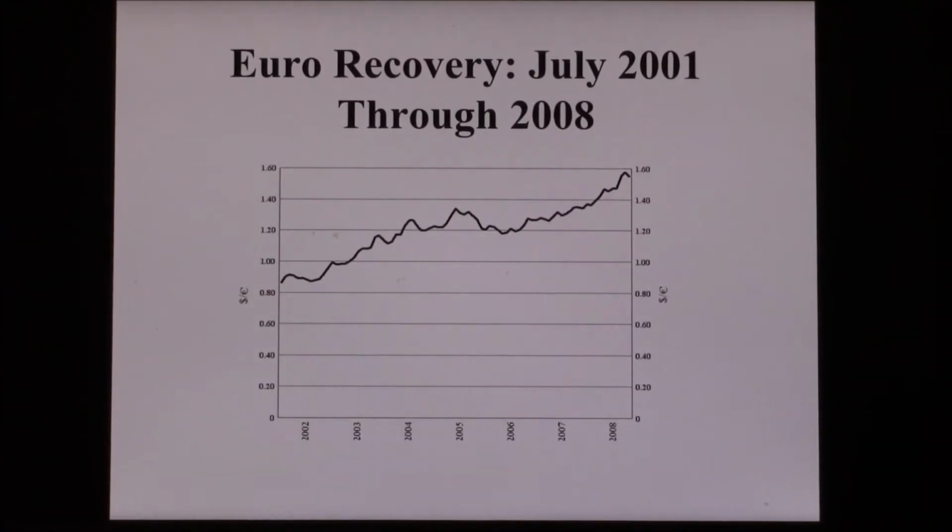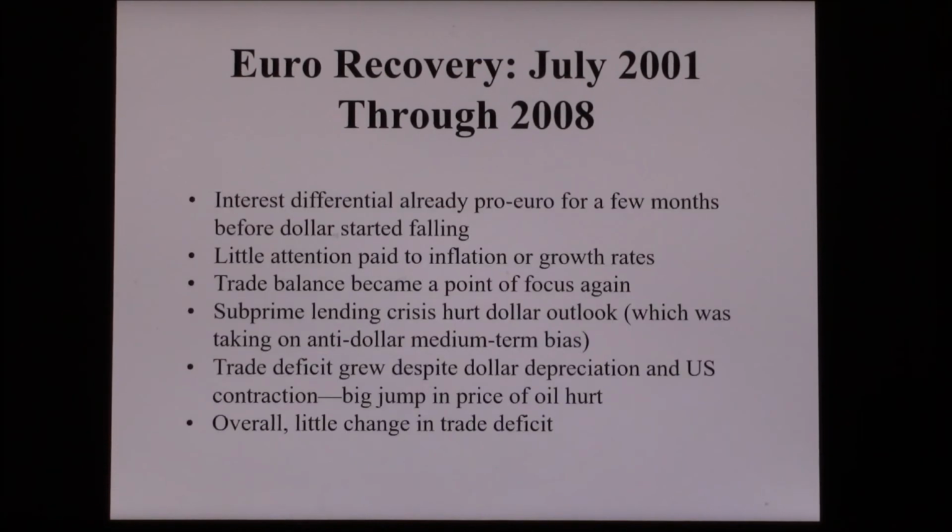Now, the euro recovers after this, and quite substantially from about 85, 87 cents a euro to $1.60 a euro. It's a massive appreciation. This is about when the book was being finished up, when this was happening. And why? Well, the interest rate differential had already been pro-euro for a while before the dollar even started falling. Very little attention was paid to inflation or growth rates. The trade balance that had become so huge now became a big focal point again because it was dramatic. Then the subprime lending crisis hurt the dollar.